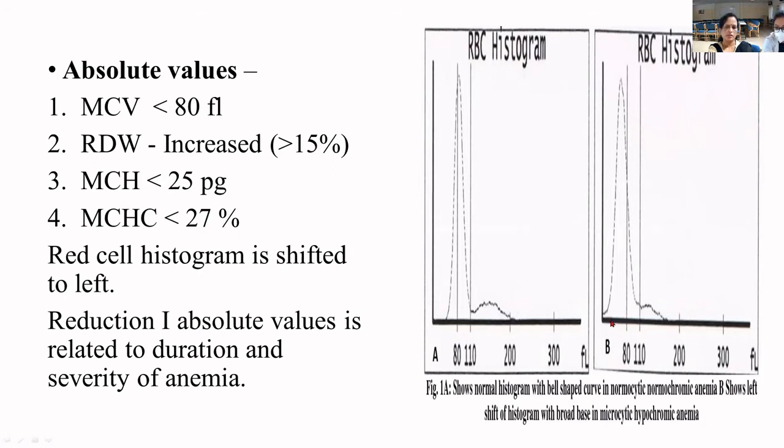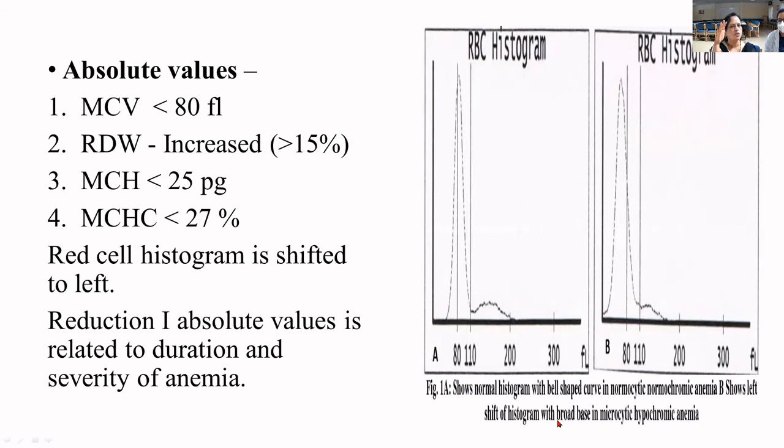Show the distribution. From here till here is the red cell distribution width, which is seen to be increased here in iron deficiency anemia, but here it is normal. So in very simple words, see the RBC histogram: the normal histogram is like this, while the RBC histogram with iron deficiency, that is microcytic hypochromic, is broader.